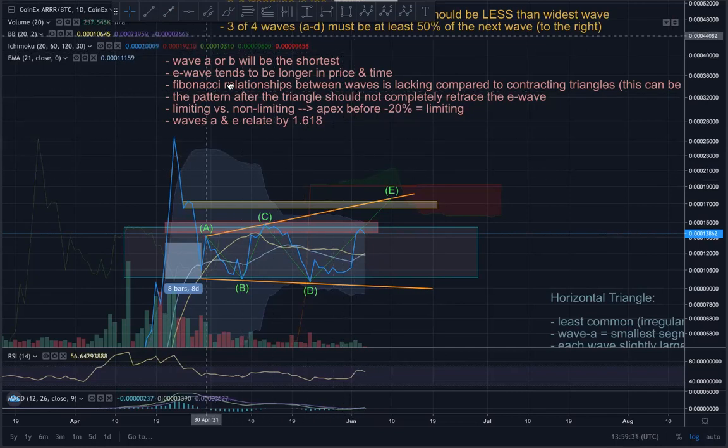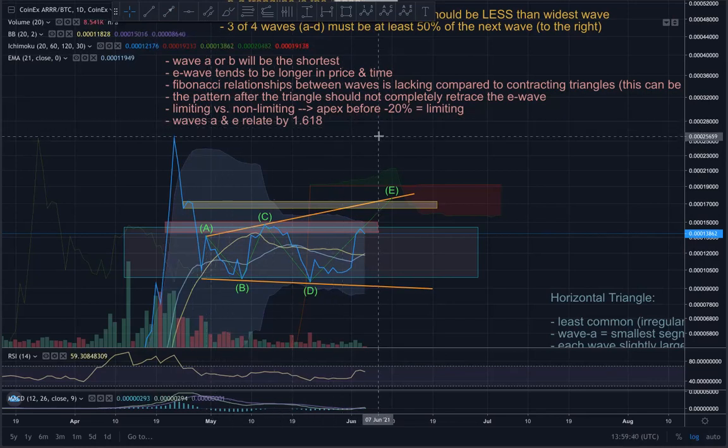Now, we are moving towards our completion here. We're looking here that waves A and E relate by 1.618. That is a Fibonacci relationship. What we'll do for that is take a Fib extension tool, which allows you to measure any price distance and then go to the beginning of any other price distance and measure that.